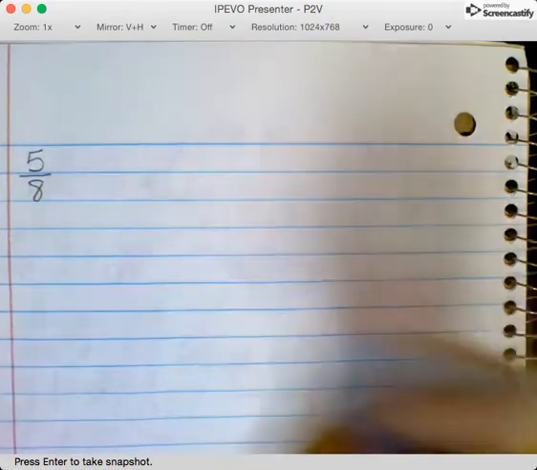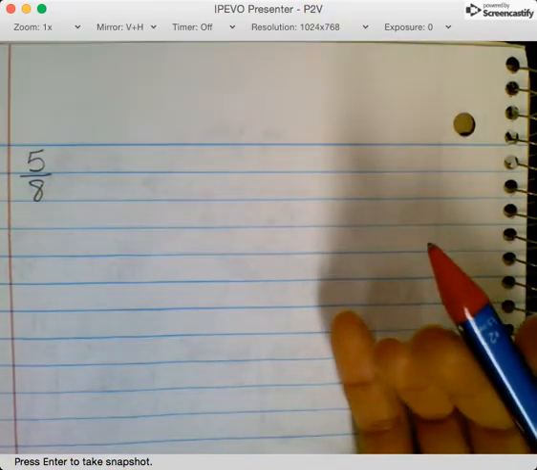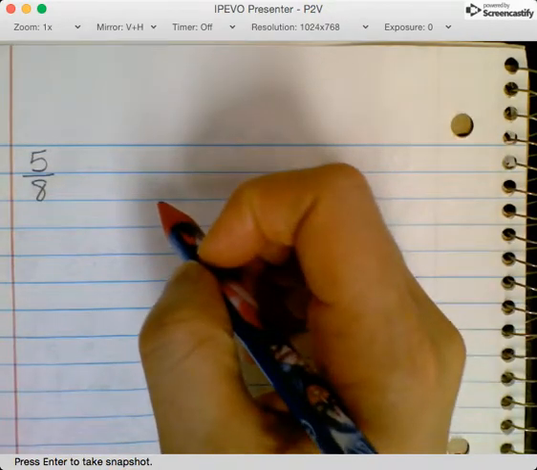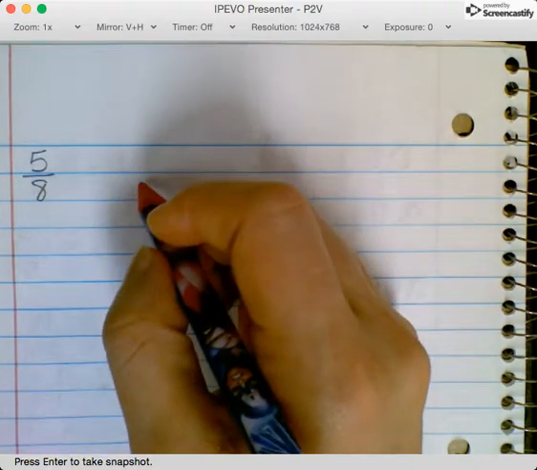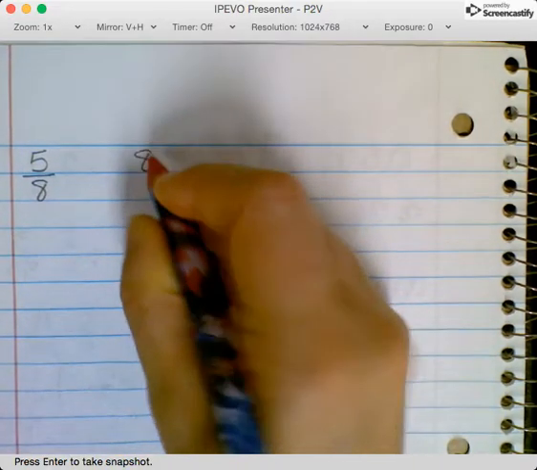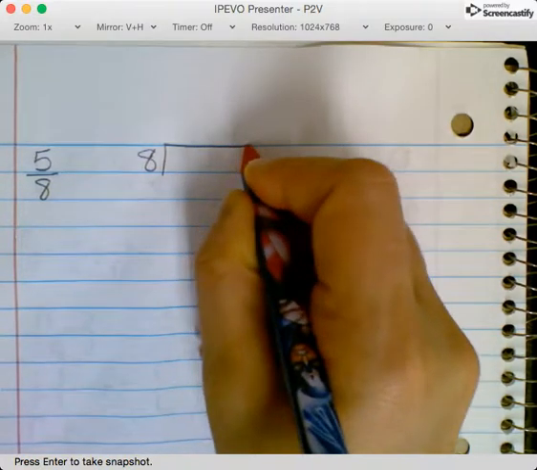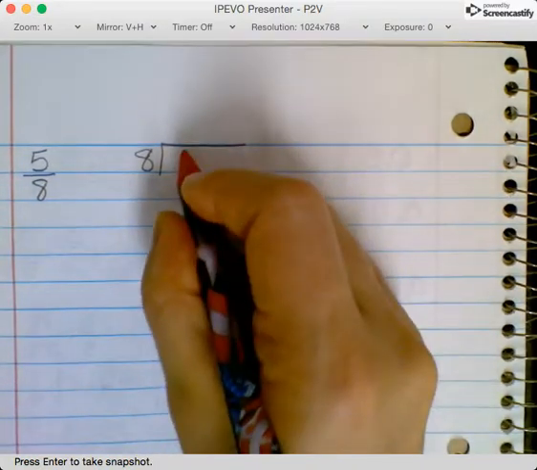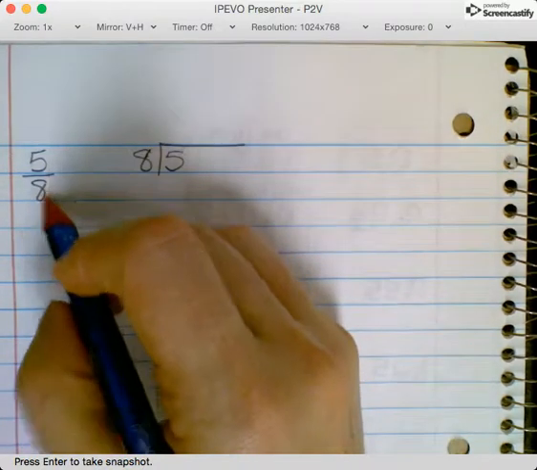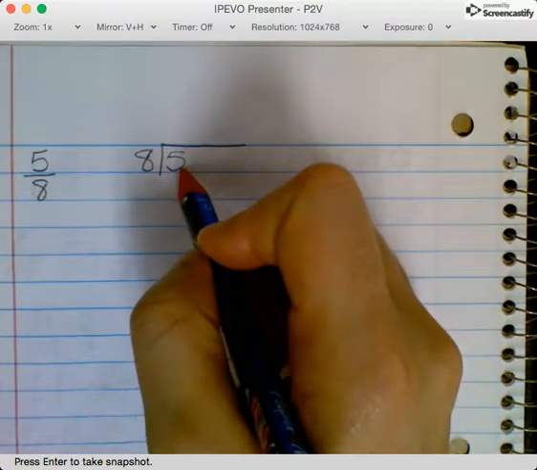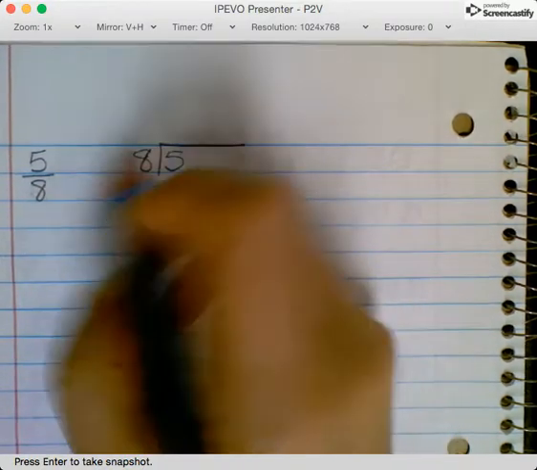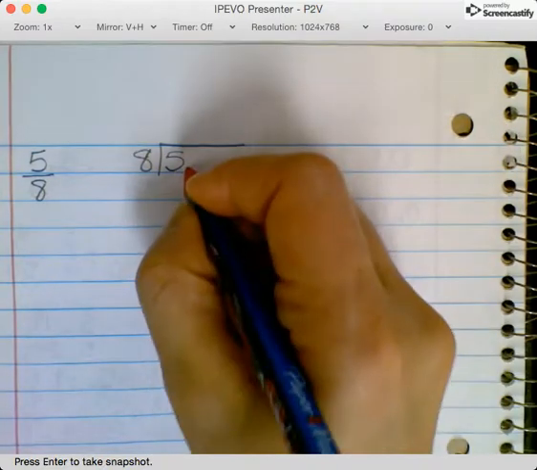5/8. So if I start with my fraction, all I really have to do is turn that on its side. So your 8 is going to be on the outside of division, and your 5 is going to be on the inside. If you flip it on its side, the 5 is going to be divided by the 8. You divide the top number by the bottom number.